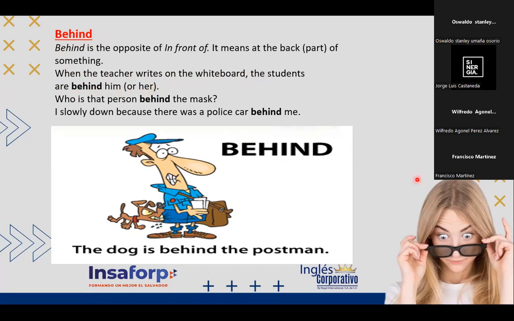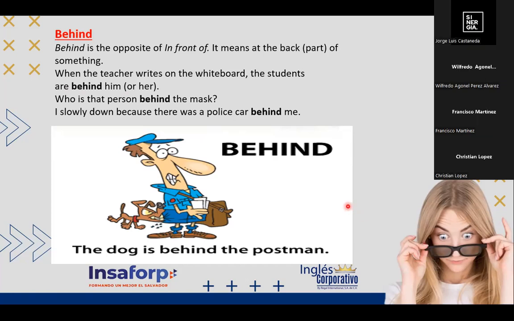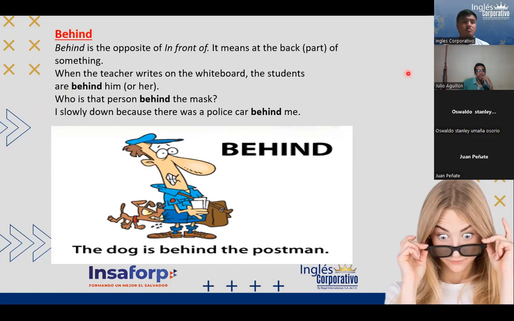Can I have a volunteer? Volunteer? Yes. I'm sorry, Julio, is that you? Who's that person behind the mask? Who is that person behind the mask? ¿Quién es esa persona detrás de la mascarilla o máscara? Okay. All right. So let's see.